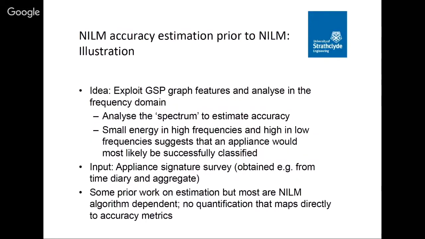The idea to achieve that is to explore GSP graph features and analyze them in the frequency domain. Small energy in high frequencies and high energy in low frequencies will suggest that we are more likely to have correct classification results for them. The only input data we need is appliance signature surveys, usually obtained from the time diary record by the users, and the aggregate data. There is some primer work on the estimation part.